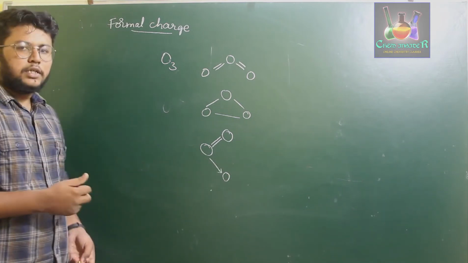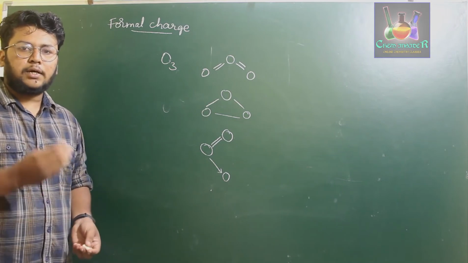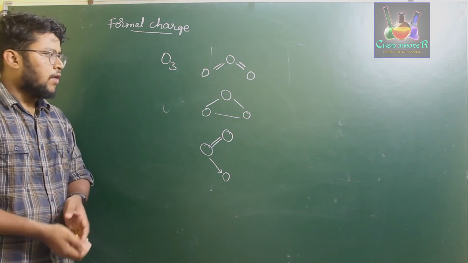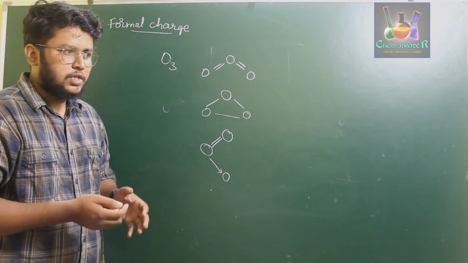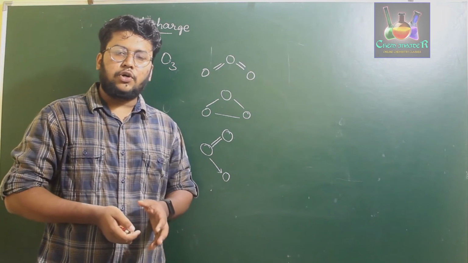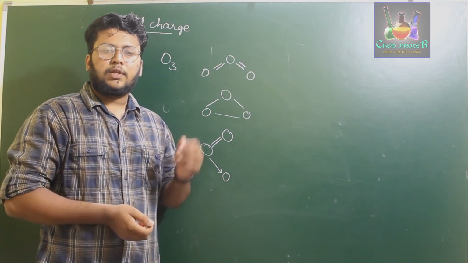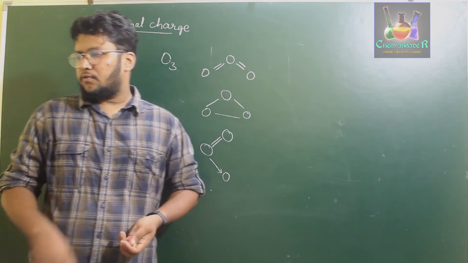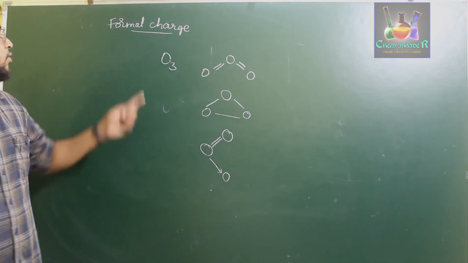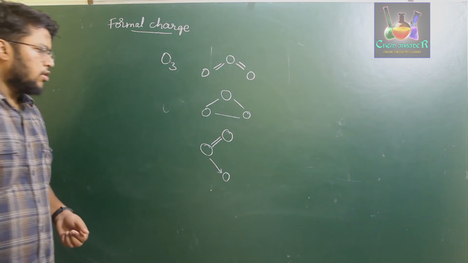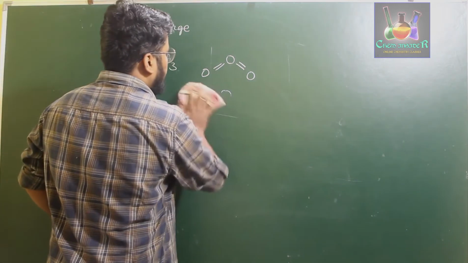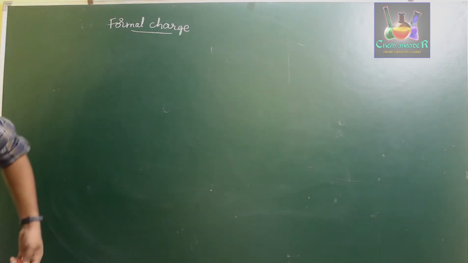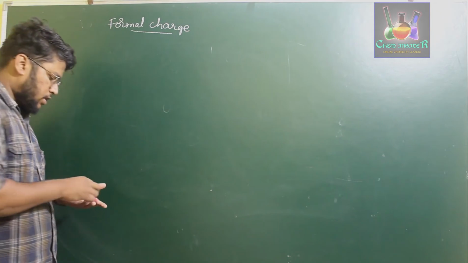So there are certain cases where you have to select the proper least energy structure. You have to consider the structure which has the least amount of energy in order to completely explain the formation of a given polyatomic ion. Therefore, we come across the formal charge concept. So, how do we calculate the formal charge of an atom or ion in a polyatomic species?